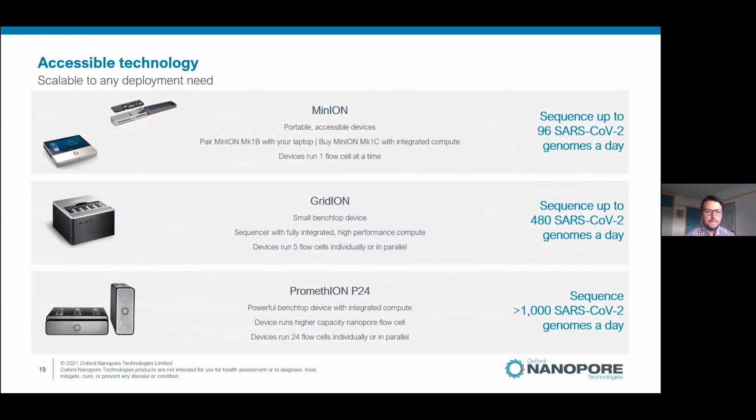So as said before, Nanopore sequencing is scalable. You can sequence 96 SARS-CoV-2 genomes in a day if you want to. On a GridION, you can do 480. On the PromethION, you can do greater than 1,000 SARS-CoV-2 genomes in a day, and that's really limited by manpower, logistics, and so on.